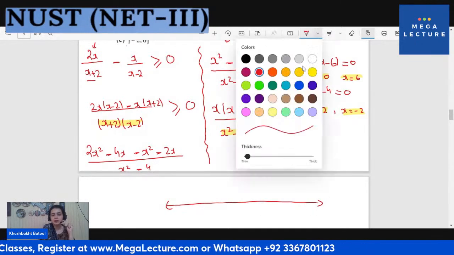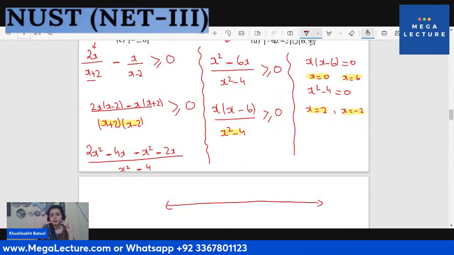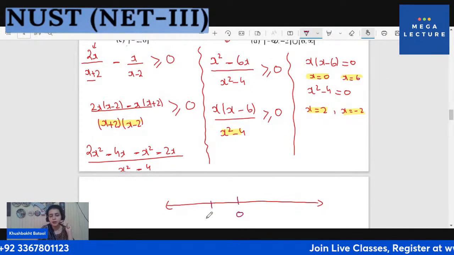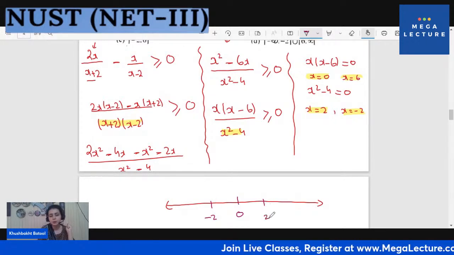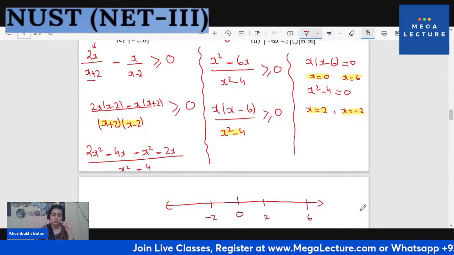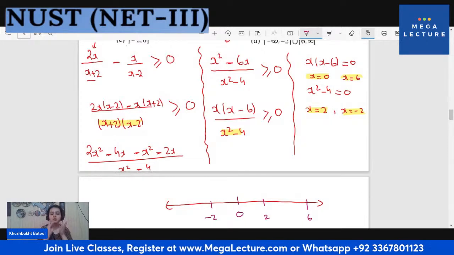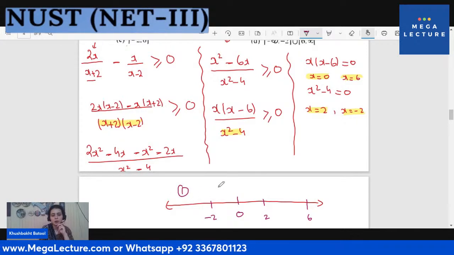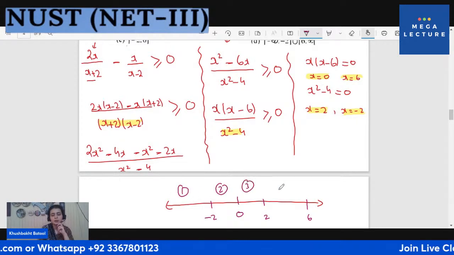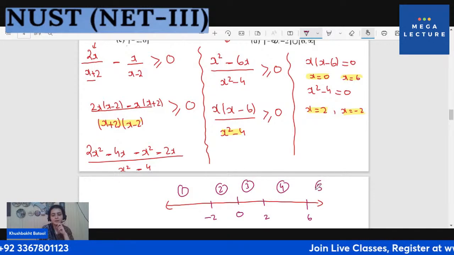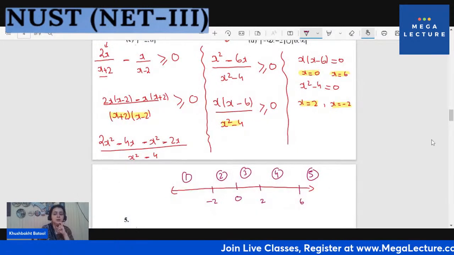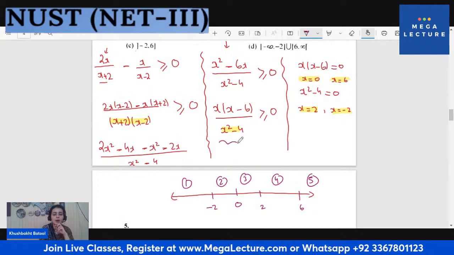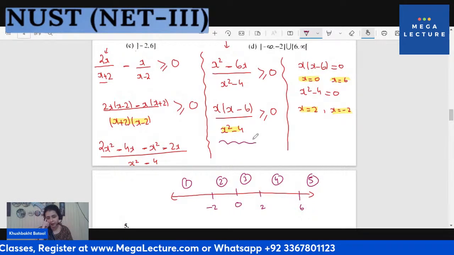I'll use a different color in order to just make it more attractive. This is 0. Then we have -2, we have 2, and we have 6. Okay, so we have 1, 2, 3, 4, 5. We have 5 intervals. We need to see which interval satisfies this inequality.